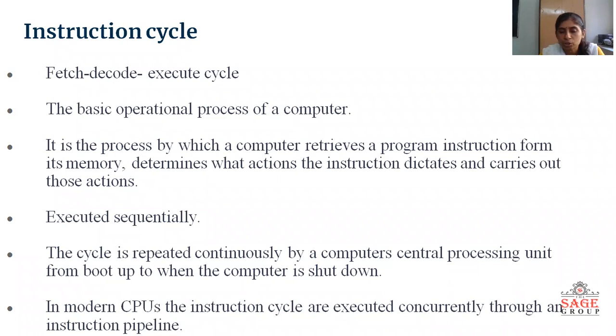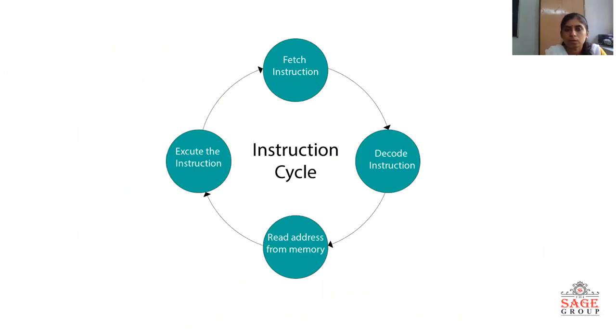Instead of finishing the first program, the second program is processed continuously. This is the diagram for the instruction cycle. The first step, a very important step, is to fetch the instruction, then decode the instruction, then read the address from memory and execute the instruction.